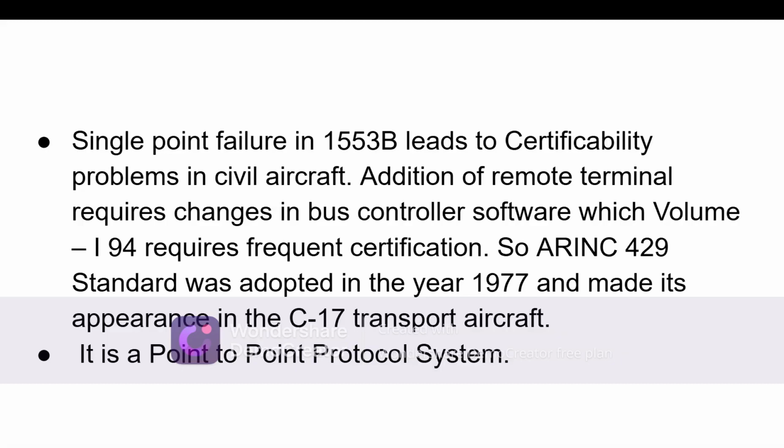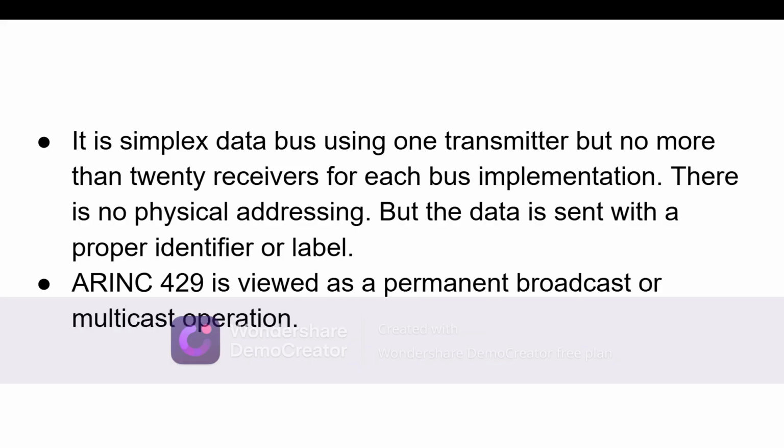So, the ARINC-429 standard was adopted in the year 1977 and made its appearance in the C-17 transport aircraft. It is a point-to-point protocol system. It is a simplex data bus, using one transmitter but no more than 20 receivers for each bus implementation. There is no physical addressing, but the data is sent with a proper identifier or label. ARINC-429 is viewed as a permanent broadcast or multicast operation.